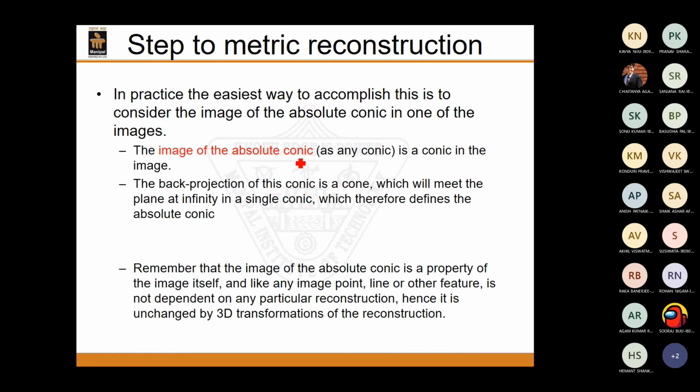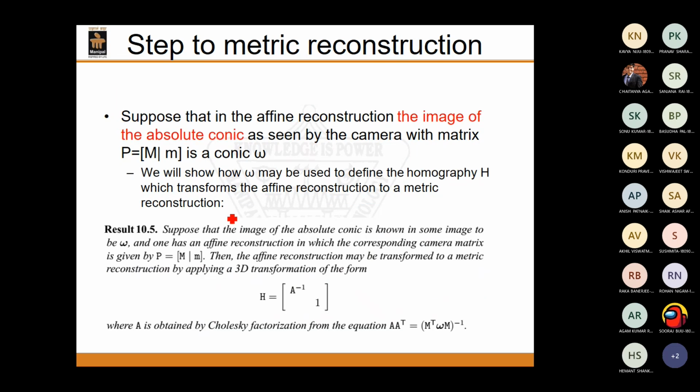So here, image of the absolute conic means it is a conic in the particular image that I'm considering, and then what I do is I just try to back project this in order to obtain the actual absolute conic at the plane at infinity, right? So again, as I said earlier, what we are trying to do is convert from the affine space to the metric space, right? And for converting from the affine to the metric, again, we will need a transformation matrix, right?